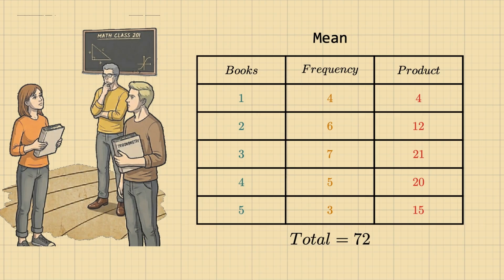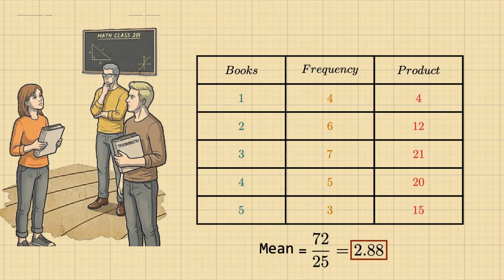This number represents the total number of books read by all 25 students. Finally, to find the mean, we divide this total by the number of students, which is 25. So 72 divided by 25 gives us 2.88. And this is the mean number of books read per student.